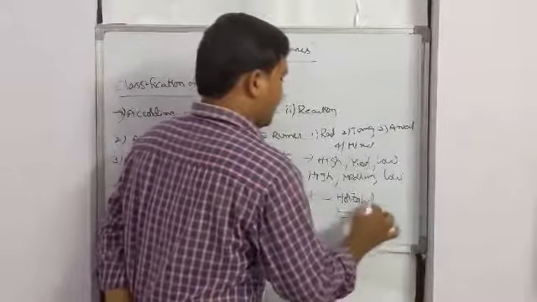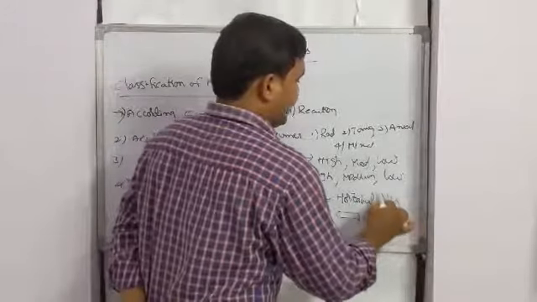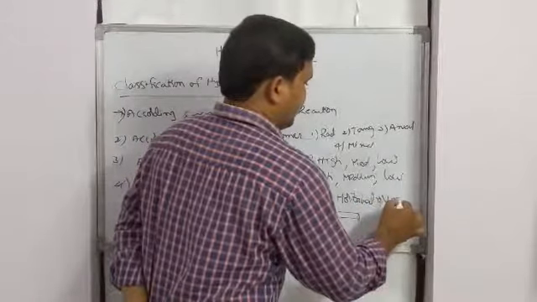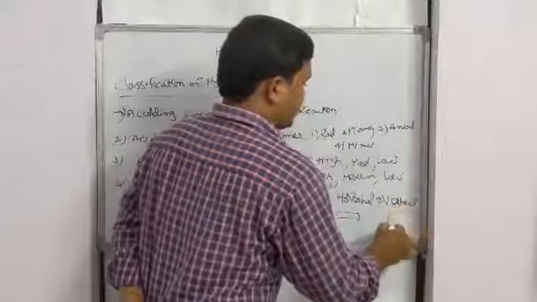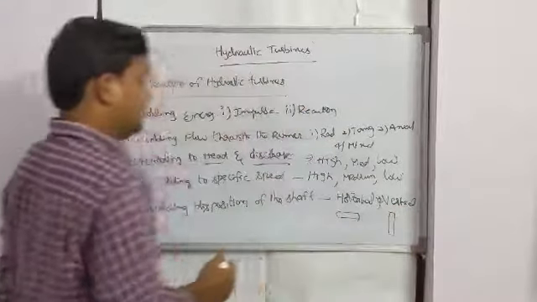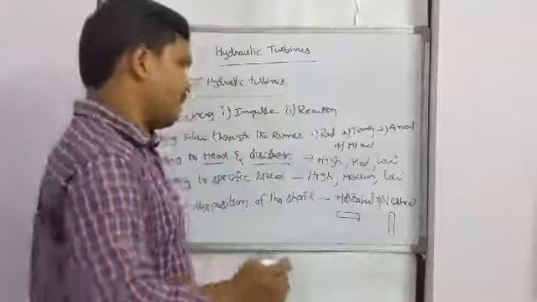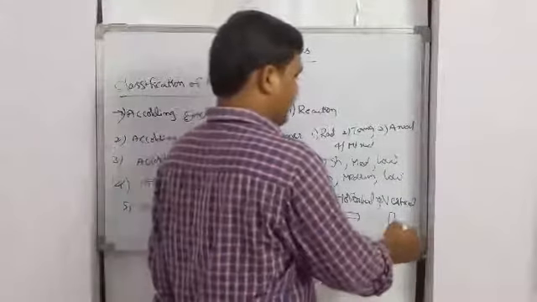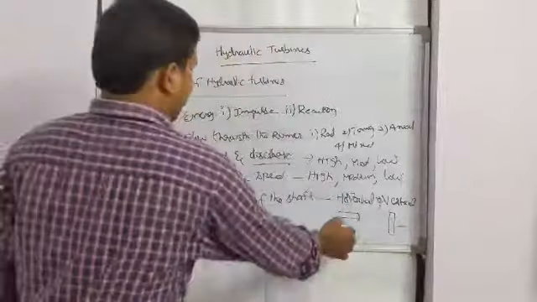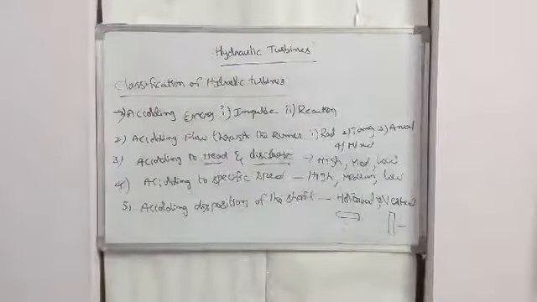The shaft is horizontal, and the second one is a vertical shaft. The shaft position is vertical. In general, Francis and Kaplan turbines have a vertical shaft, vertical positioning, and the Pelton wheel shaft has a horizontal positioning. So we can go one by one.